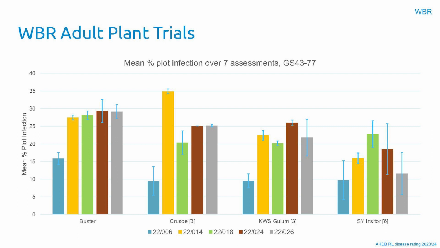So again, I've expressed the adult plant trial results in terms of a mean percentage plot infection. This time it's over 7 assessments from growth stage 43 to 77.